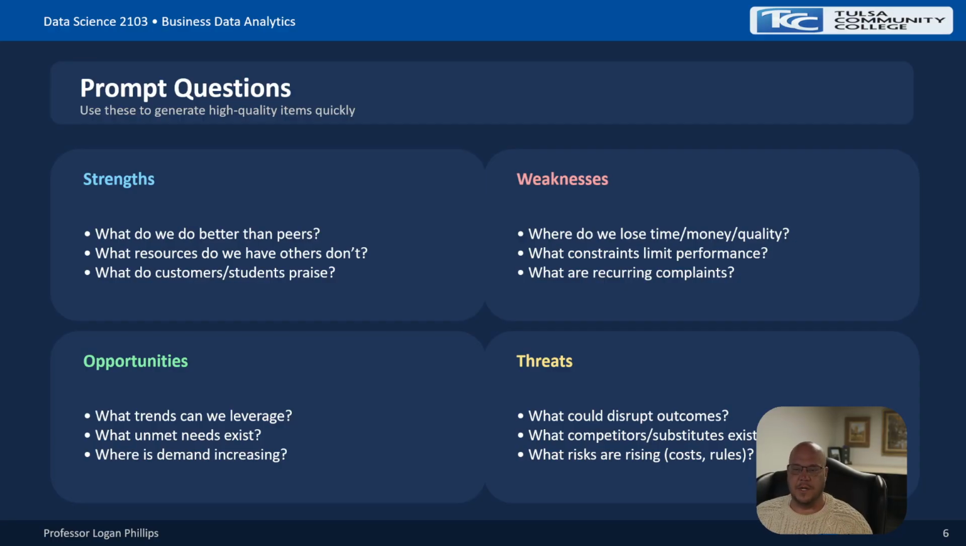Now let's walk through a real-world example. In our rotating contexts, we're going to look at higher education for this one, and student success analytics.